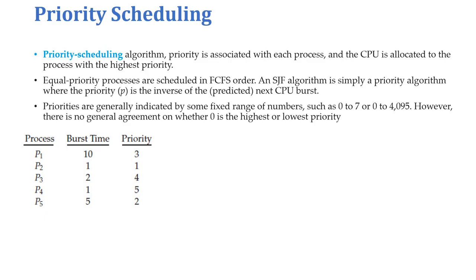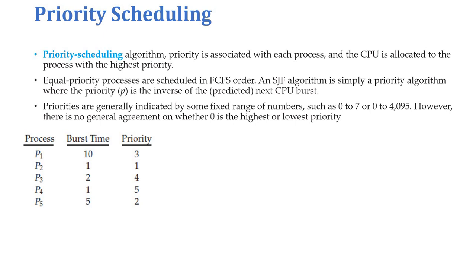Here all the 5 processes contain priorities. Each and every process is associated with a number, the priority number. Here the range will start from 0 to 5 or 7. Generally we have some confusion about which one has the highest priority and which has the lowest. There is no general agreement on which is highest and which is lowest, so based on the construction they can change it.